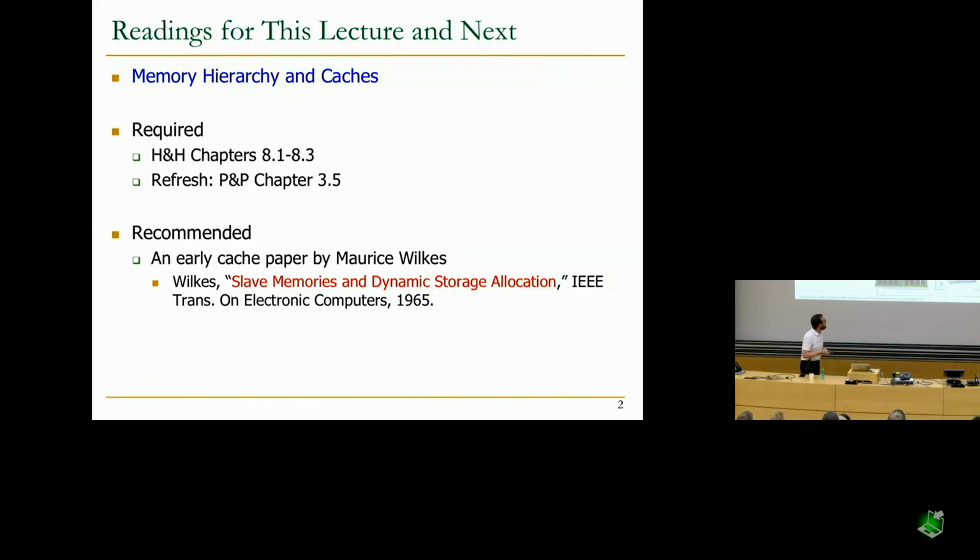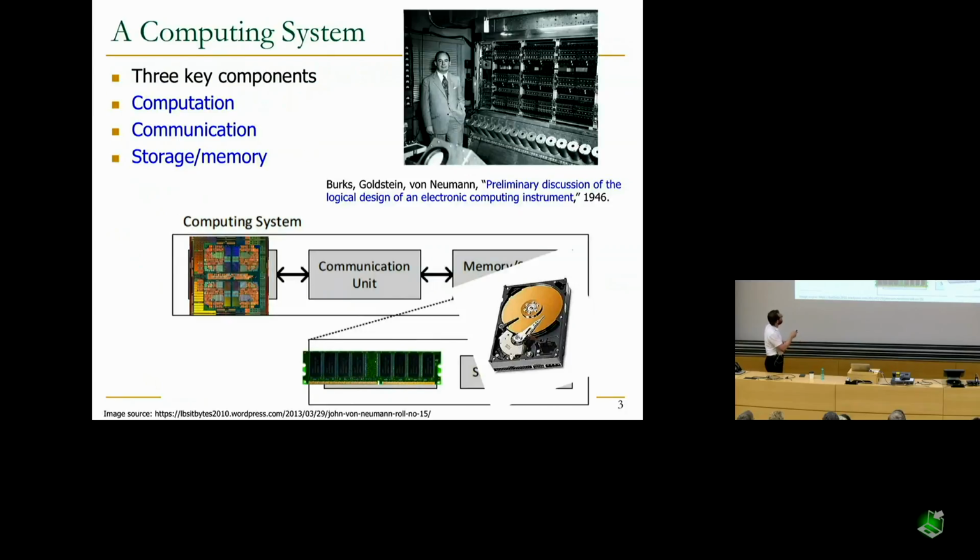So if you look at a computing system, this is John von Neumann over here, and that's the paper that we had referenced before, where he and colleagues introduced the von Neumann architecture. It has 3 key components. This is not actually limited to von Neumann architecture, but von Neumann architecture has become almost synonymous with these. Basically, you have computation units, you have communication units, and you have storage and memory units. We've talked about computation a lot. Systolic arrays are a very good example of computation, even though they integrate memory in it. Now we're going to talk a lot about memory.